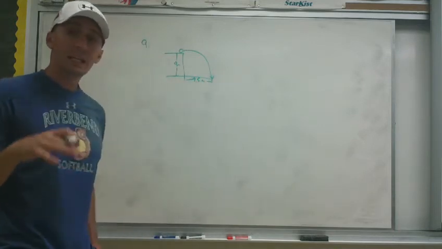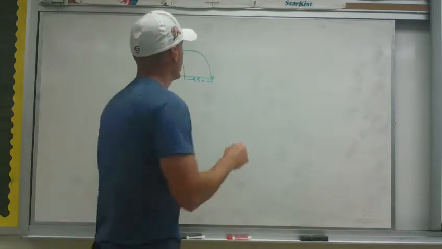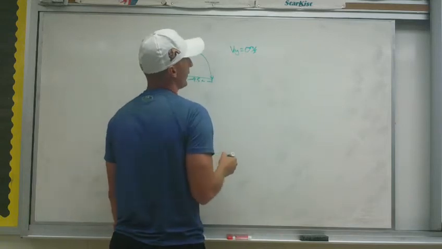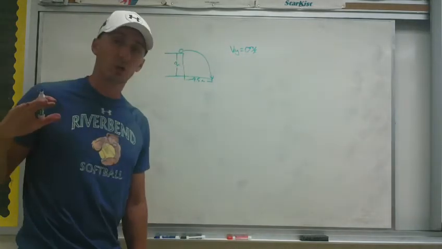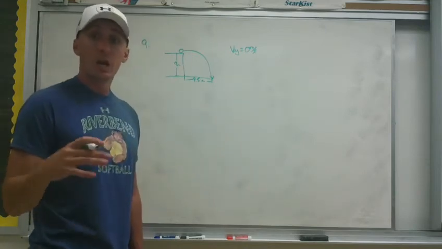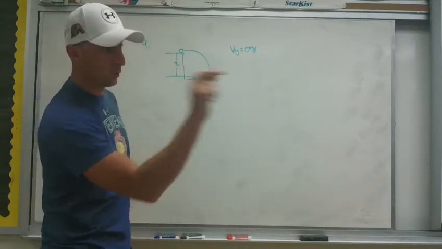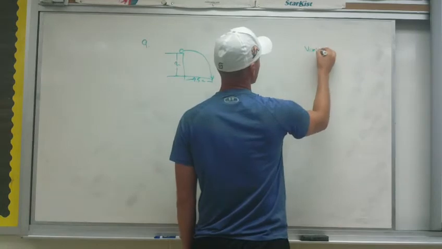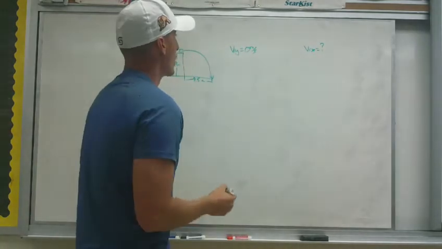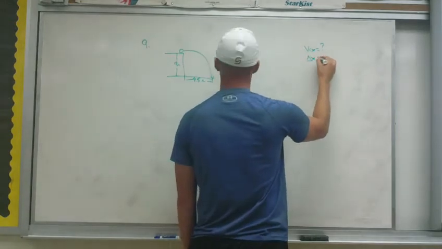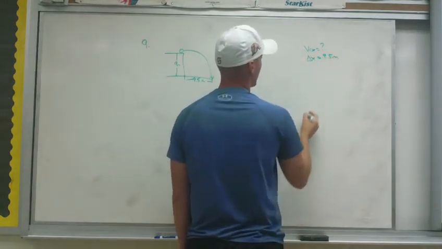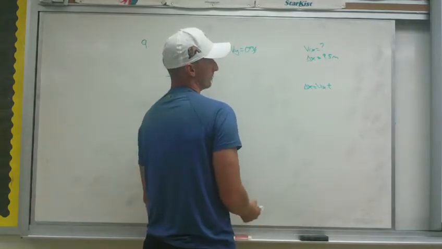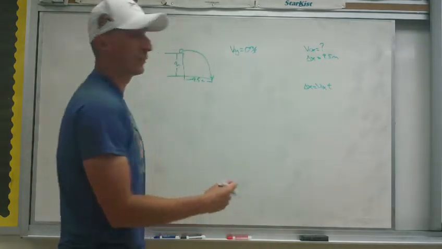So again, the key is it says horizontally, so I know my VIY is 0 meters per second. I want to find the velocity it goes off the building with. In other words, I want to find my VIX, because I throw it horizontally, so all of my initial velocity is in the x direction only. What else do I know? I know delta x is 9.5. Can I use this equation yet? No. I need to find time before I can solve for VIX.